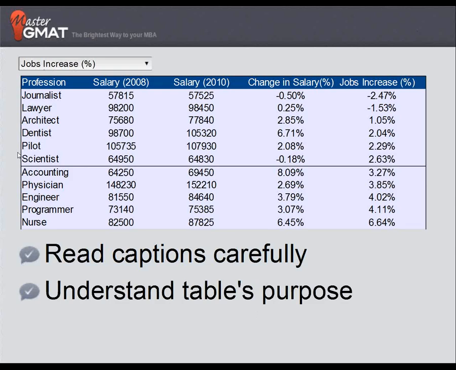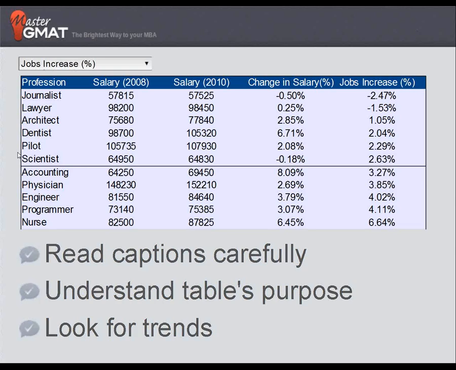The second thing you need to pay attention to is you want to understand the purpose of the table. You don't need to understand every nitty-gritty detail about the table. Obviously, you don't need to memorize the facts. You don't need to know how much money a lawyer earned in 2008. But you do need to know, roughly speaking, what information the table contains before you even attempt the either-or questions. Finally, I want you to look for trends in the table. This is going to help guide you when you look at the statements. For example, does a rise in salary correlate with a rise in jobs growth?